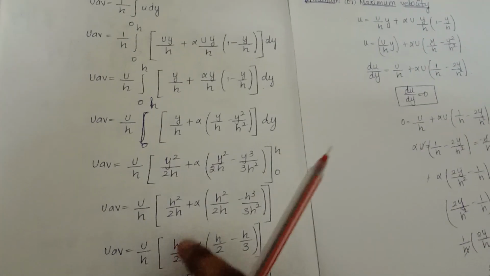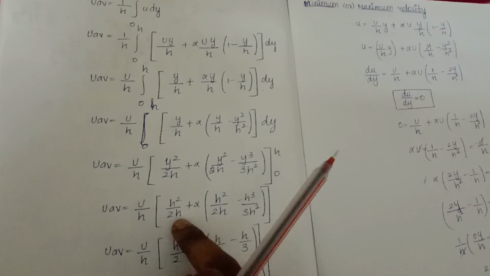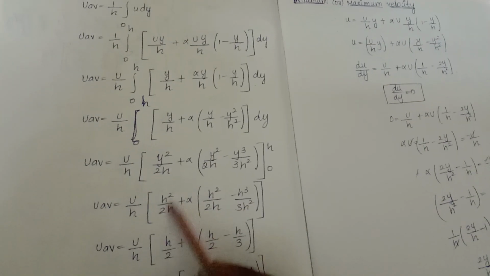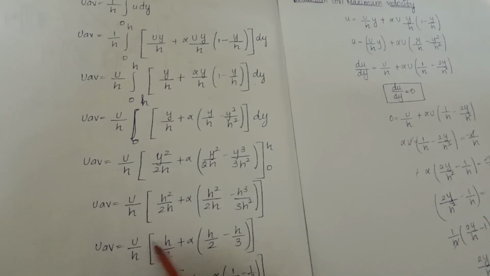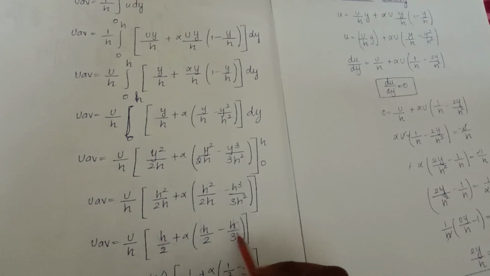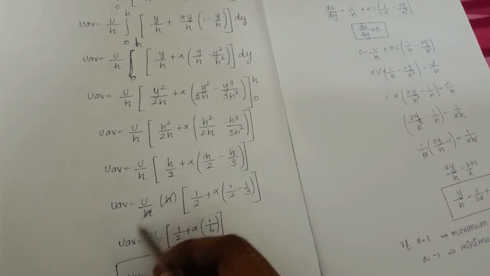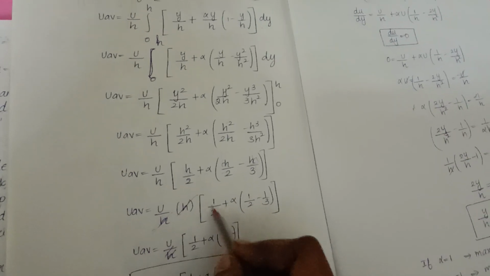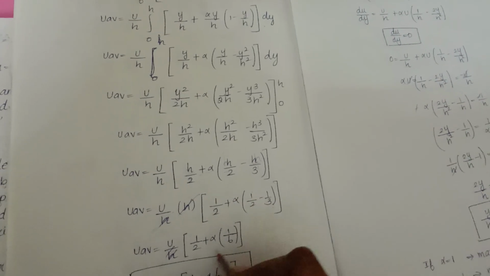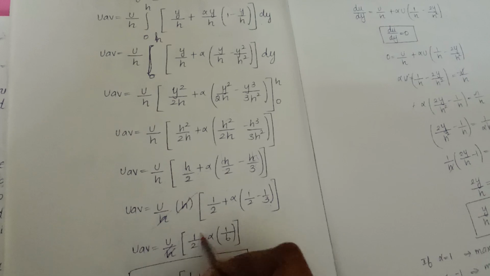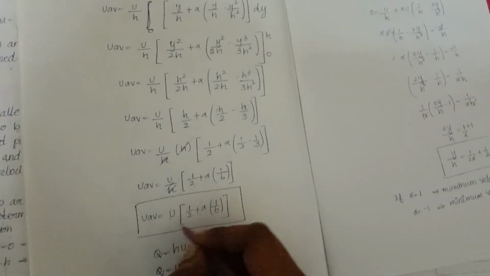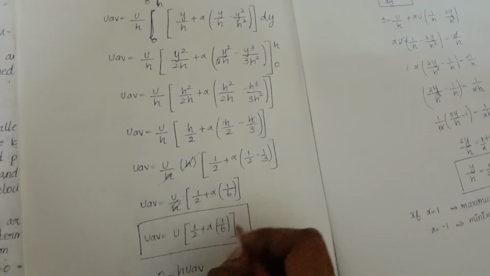If we substitute the upper limit minus the lower limit, we get h square by 2h plus alpha into h square by 2h minus h cube divided by 3h square. Then if we cancel out the terms, we get U by h into h by 2 plus alpha into h by 2 minus h by 3. If we take h as common, both get cancelled, and what is left is 1 by 2 plus alpha into 1 by 2 minus 1 by 3. Cross multiplying, we get U into 1 by 2 plus alpha by 6. So u average equals capital U of 1 by 2 plus alpha by 6.